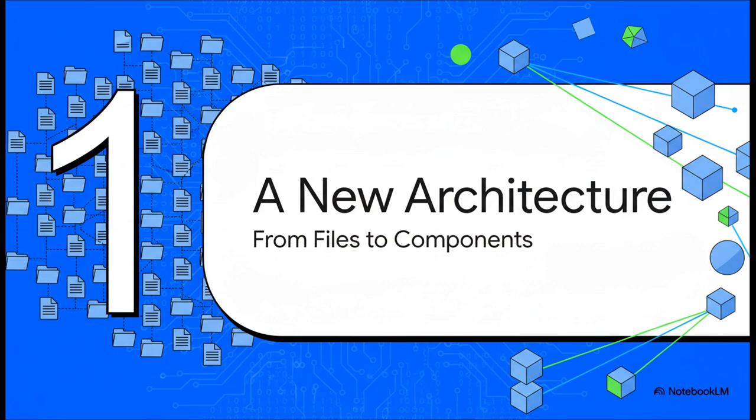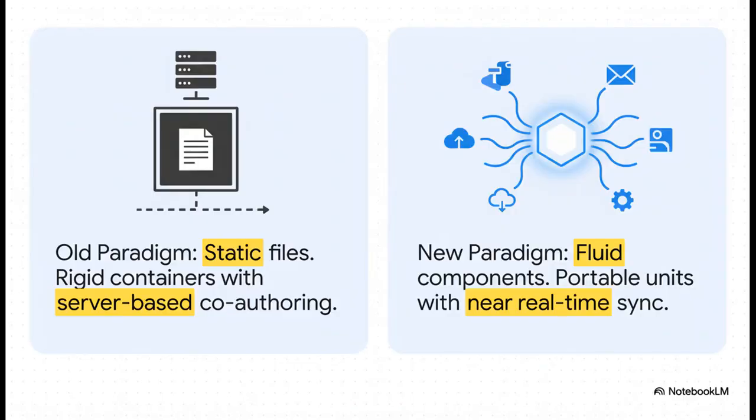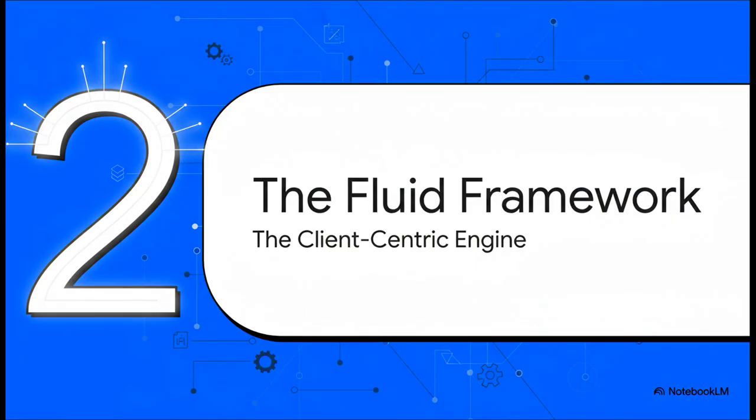Okay, first things first. To really get what makes Loop so different, we have to contrast the old way of working with this new paradigm. And trust me, it is a much bigger leap than you might think. So, what's the crucial point here? We are moving from static files, these rigid boxes like a Word doc or an Excel sheet, to what are called fluid components. These are tiny, portable units of information. They can live in a Teams chat, in an email, and in the Loop app, all at the exact same time. And they're all powered by a totally different sync model that pretty much kills that annoying lag you get in co-authoring.